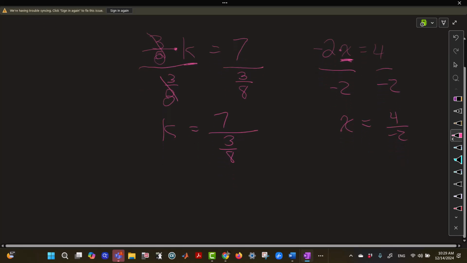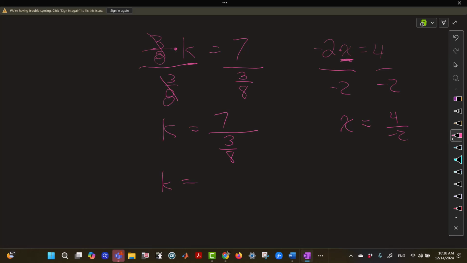Now, dividing a fraction is the same as multiplying by the reciprocal. So 7 divided by 3/8 is the same as 7 times 8/3. And over on this one, I can just divide. 4 divided by negative 2, a positive divided by a negative is a negative, so that's negative 2.